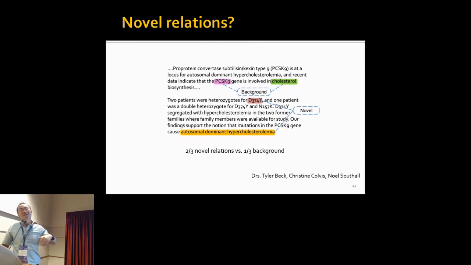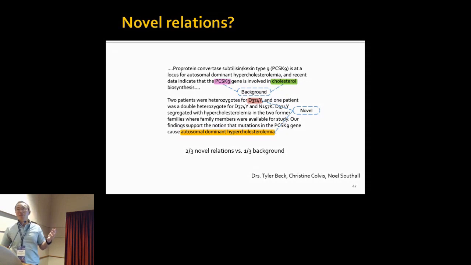So after we finished our relation annotation, we added another layer of categorizing each relation as novel or background. And what we find is that about 2/3 of the relations that we annotated previously are novel and 1/3 are background.